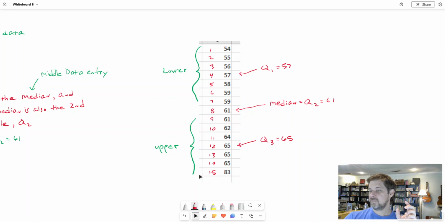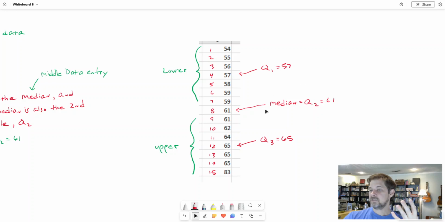And then if you look at the upper half, there's also 7 data entries, and this one has 3 below it and 3 above it. It's the middle of the upper half. The middle of the upper half is the third quartile.